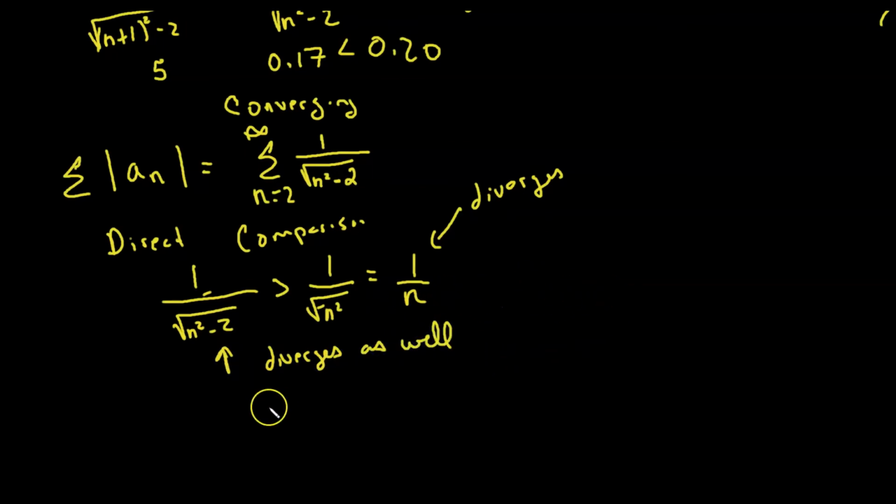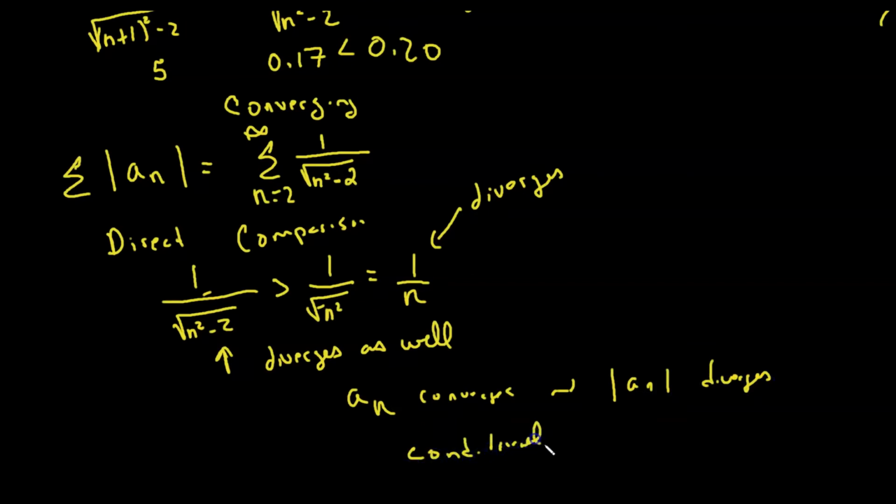So we conclude that because A of n converges and absolute value of A of n diverges, we have conditional convergence.